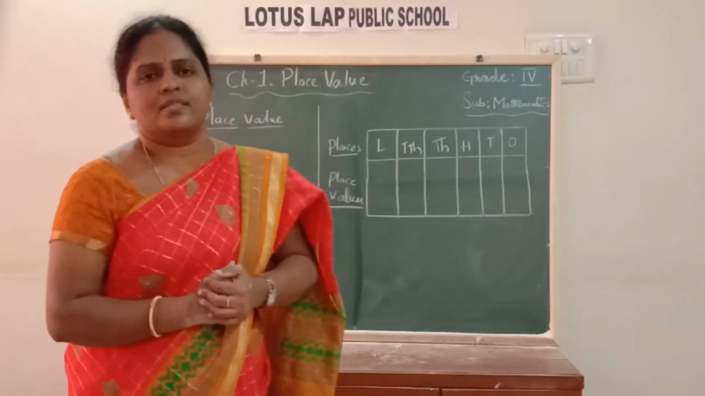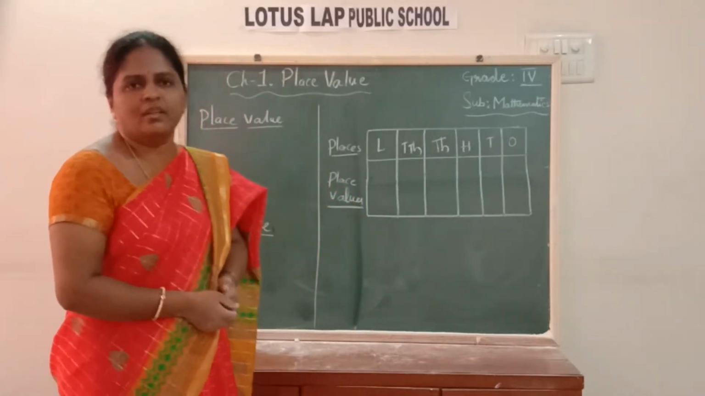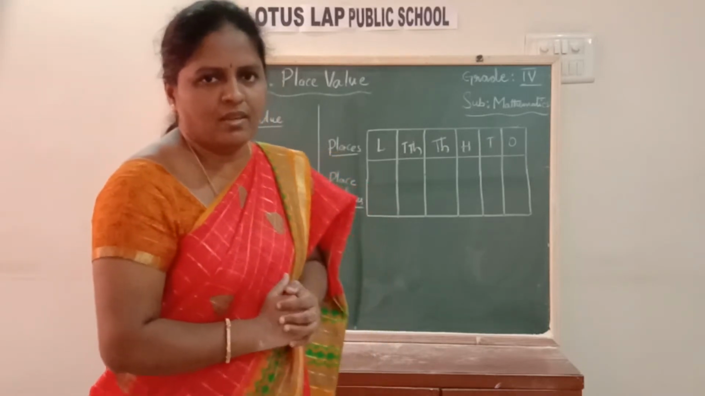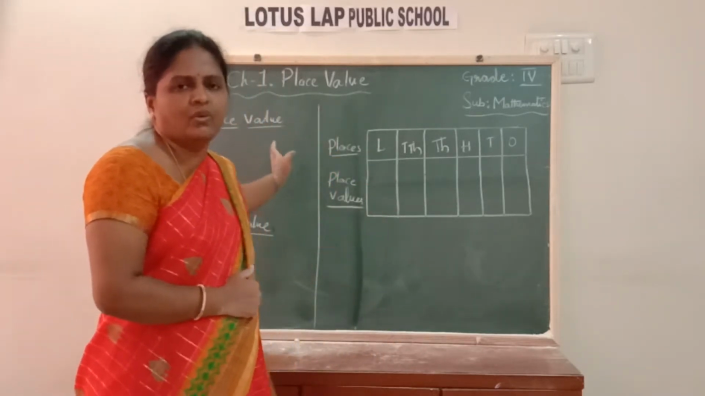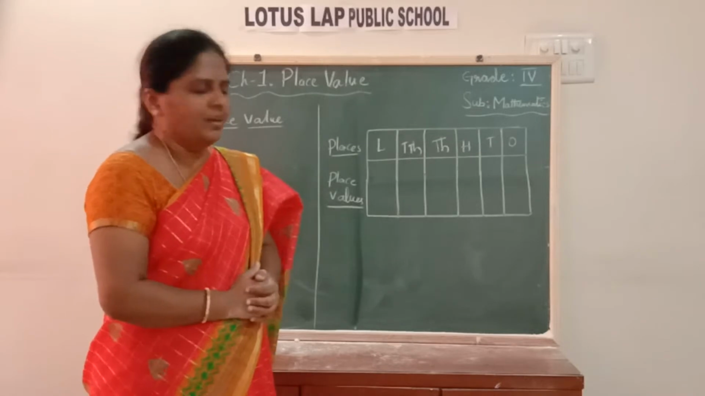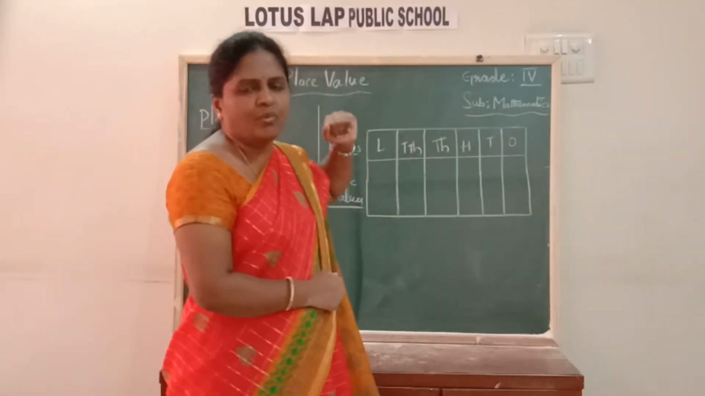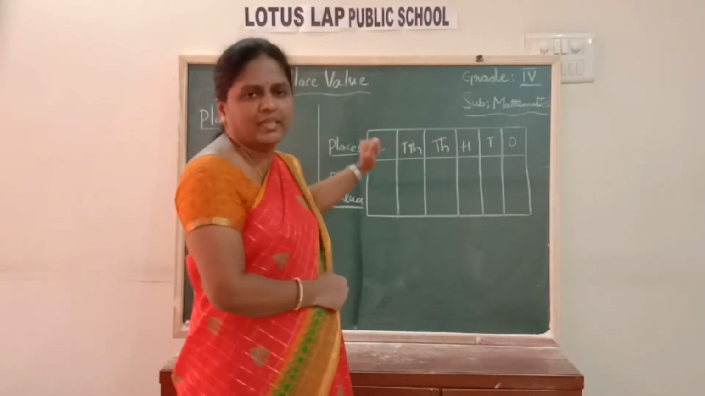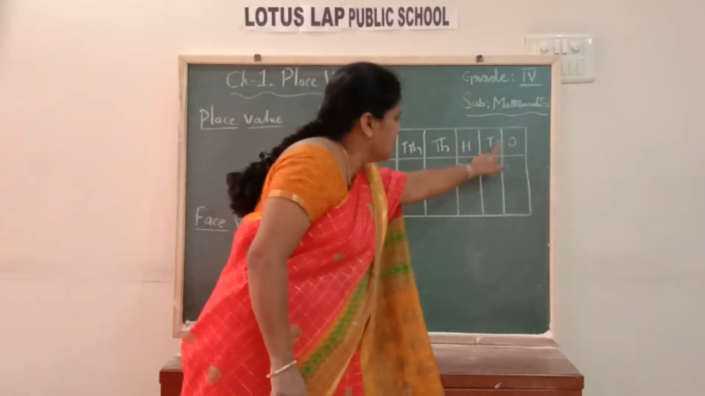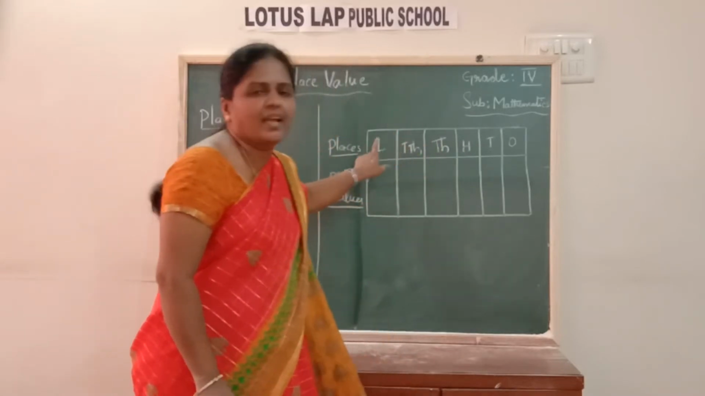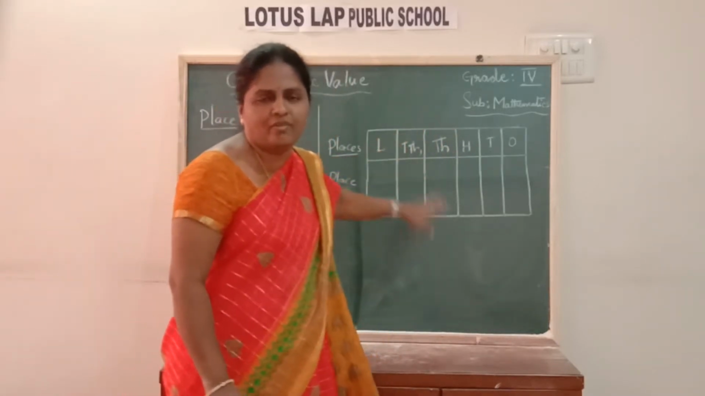Okay, so let us come back to today's topic, which is nothing but the place value and face value, children. Before going to place value and face value, what are they? Let us come back to our Indian place value system. Whatever places we have learned: ones, tens, hundreds, thousands, 10,000s and then lakhs. These places you have already learned.